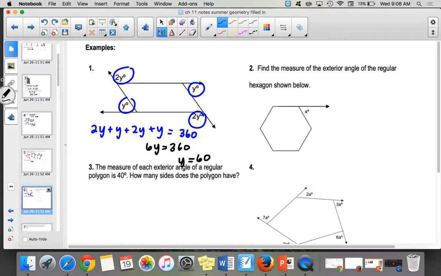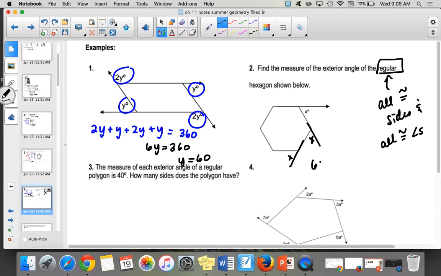All right, so number 2, it says find the measure of the exterior angle of the regular hexagon. So a regular figure has all congruent sides and all congruent angles. Okay, so all the sides are the same, all the angles are the same. So that means all of these exterior angles are going to be x, right? So how many of those x's will I have? 6. It's a hexagon, right? So that means that 6x equals 360. So x is equal to 60.